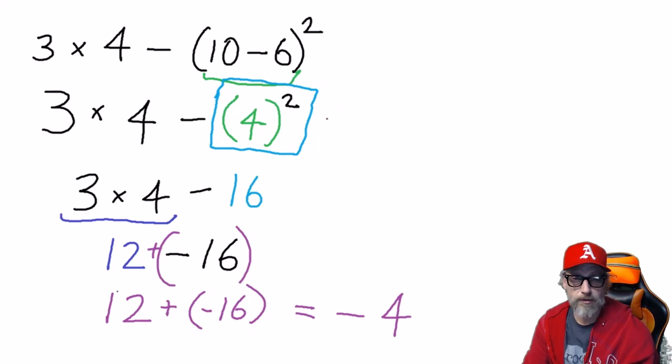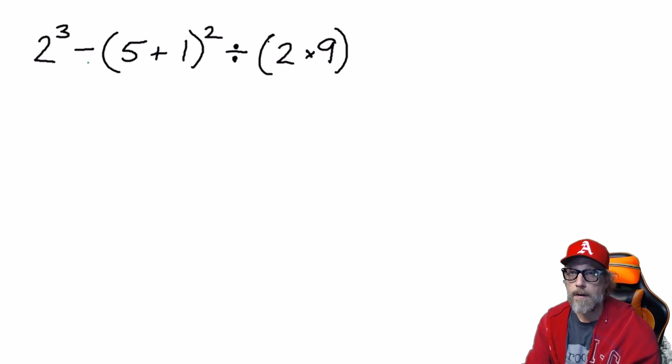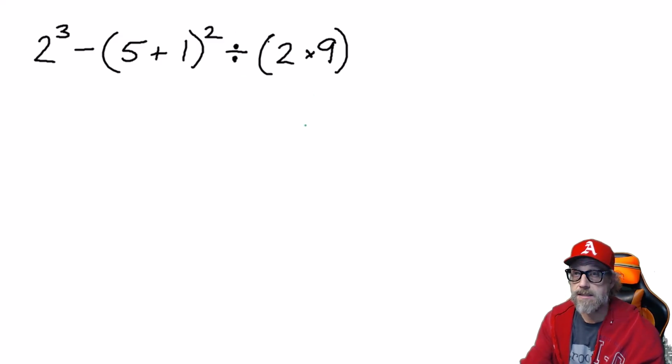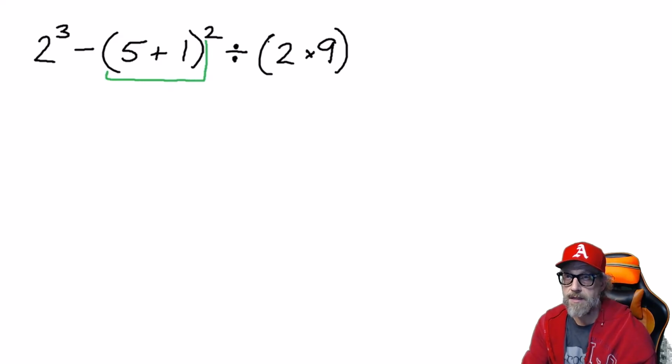Hopefully, let's work through another example together. And here we are. 2 to the third power minus the quantity 5 plus 1 squared divided by the quantity 2 times 9. Let's dive right in. We have 2 different groups. Let's do the group that we see first, working left to right. That's kind of a theme in other places, so let's stick with that theme.